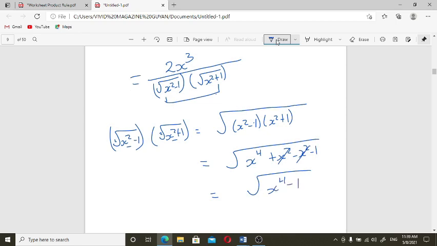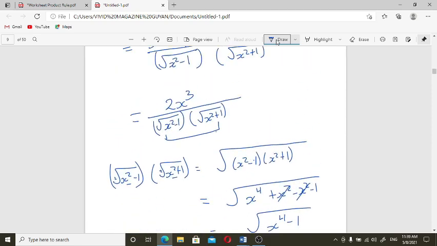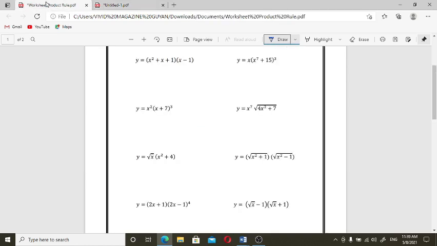So your actual answer for this question, dy upon dx, is equal to 2x cubed over x to the fourth minus 1, which is all rooted. Again, if you're just going to solve, most persons would just stop here, plug in for whichever value they have to plug in for, and then work from there. But if you're going to simplify, then this step is actually needed. Alright, so what is the next one?